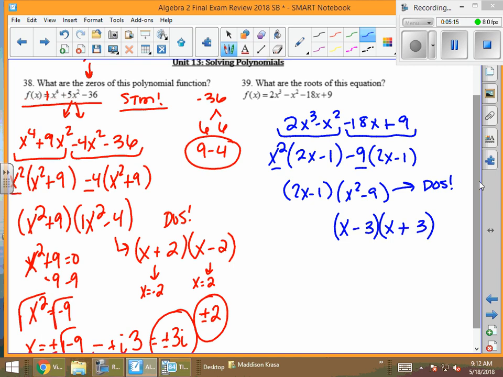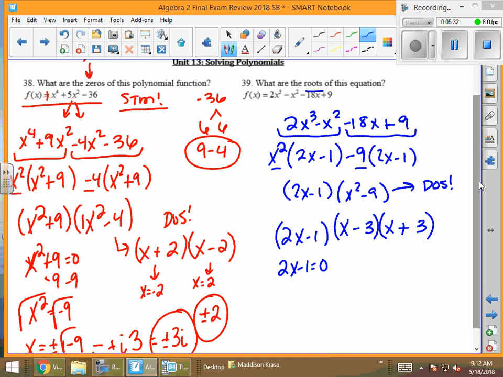One of them is positive and one of them is negative. And we keep that 2x minus 1. But again, we don't want factored form. We're trying to find the roots, which is basically the same thing as 38. Roots, zeros, solutions, x-intercepts. They all mean the exact same thing.